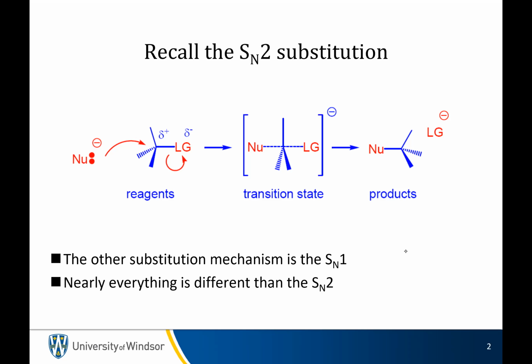SN2s. So we talked about this last class. This was the direct displacement. So again, remember, in the SN2 reaction, the nucleophile is coming in. Yeah, of course it is.